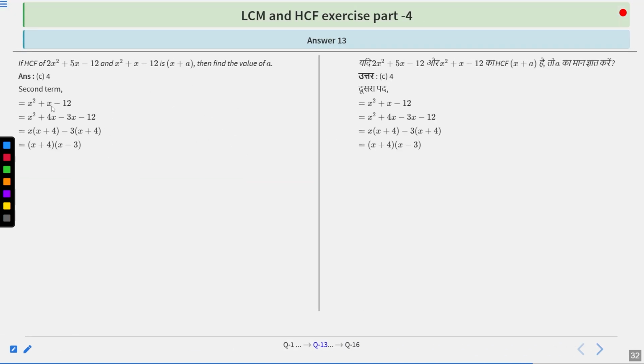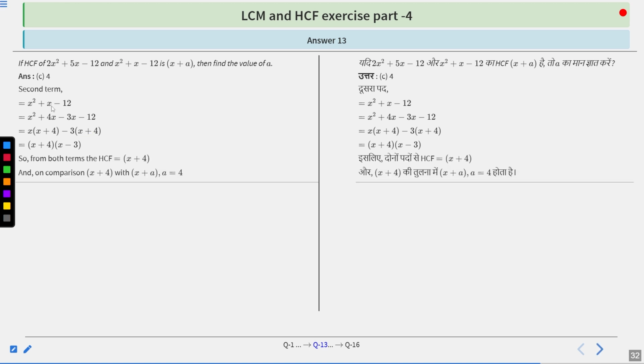Now similarly, the second term was x² + x − 12. We will factorize this also. We can write x as 4x − 3x. From these we can take x common, so we get x + 4 in the bracket. From the last two terms we get −3 common, and again we get x + 4 in the bracket. So the factors are x + 4 and x − 3.